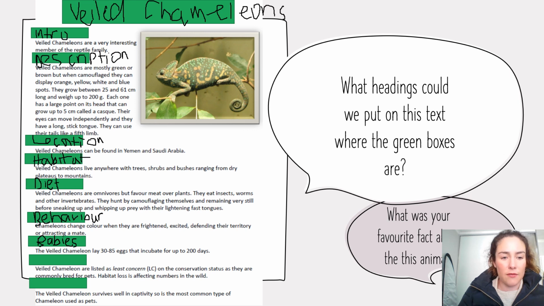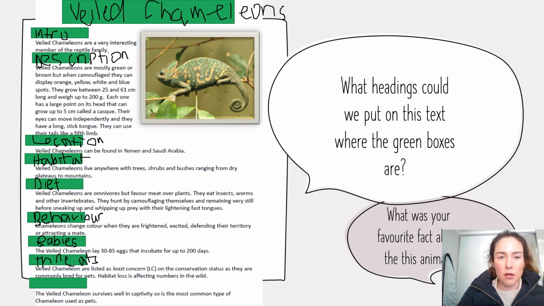And next one we have is veiled chameleons are listed as least concern on the conservation status as they are commonly bred for pets. Habitat loss is affecting numbers in the wild. So this one is threats. And we know then as well, the last one is obviously going to be conclusion because we've already had our introduction. So let's read that now. The veiled chameleon survives well in captivity, so it is the most common type of chameleon used as pets.